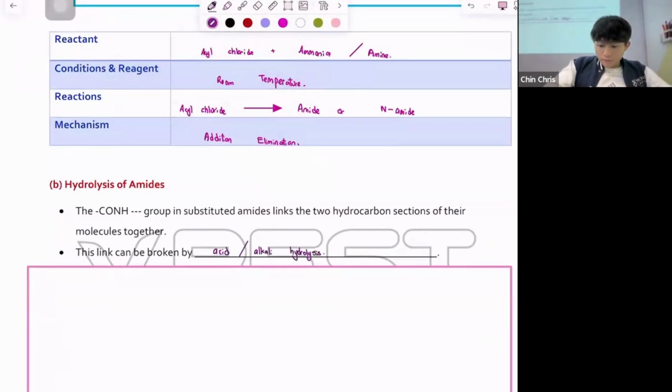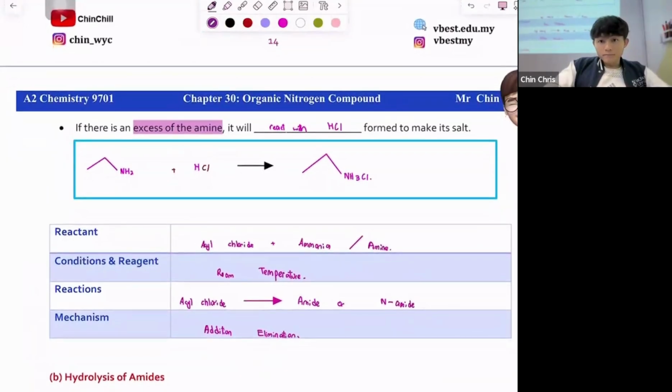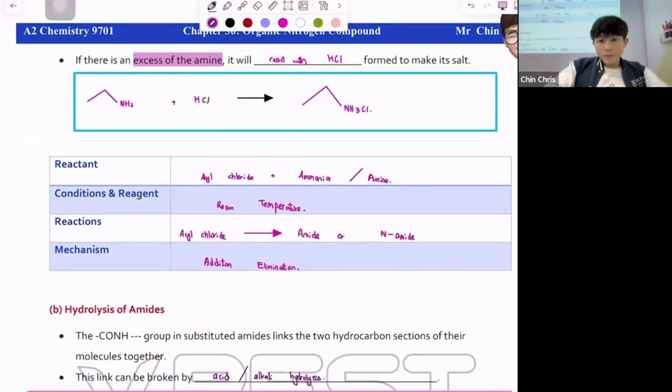The short form. What do you mean by the short form? Which one? What short form? Yeah, why? The short form NH3Cl, that one. Got name, no?